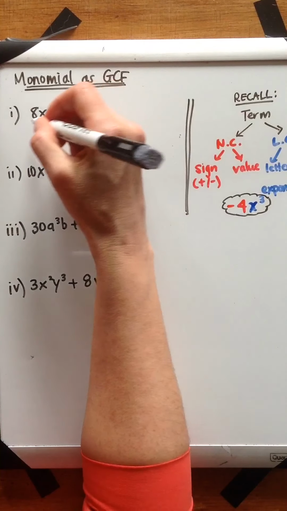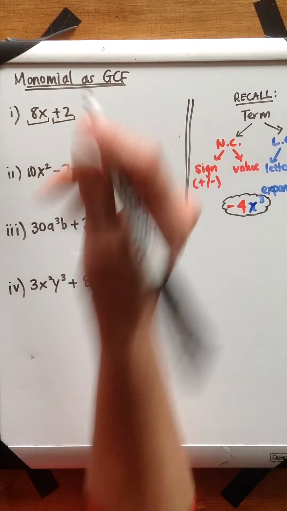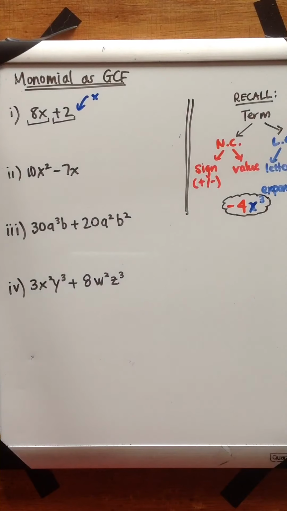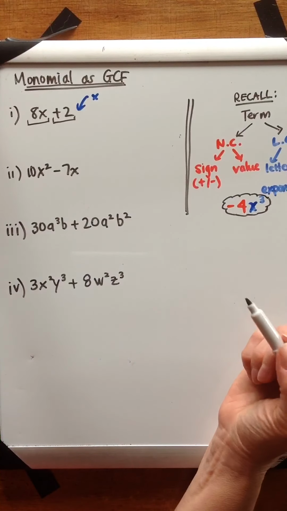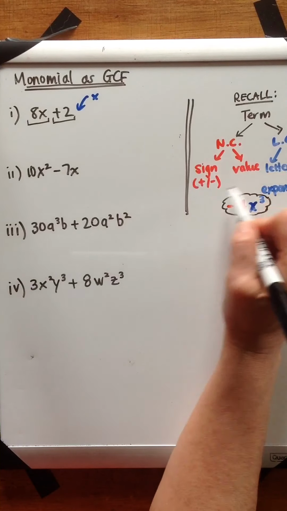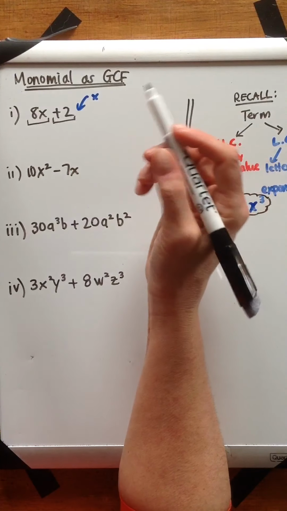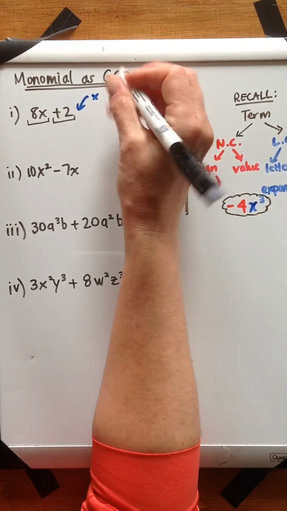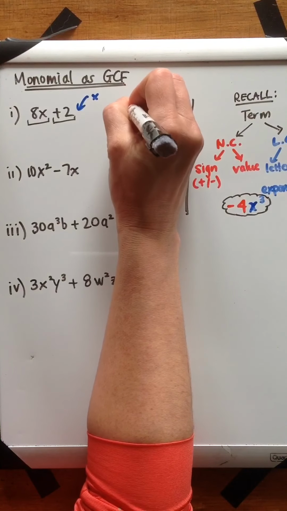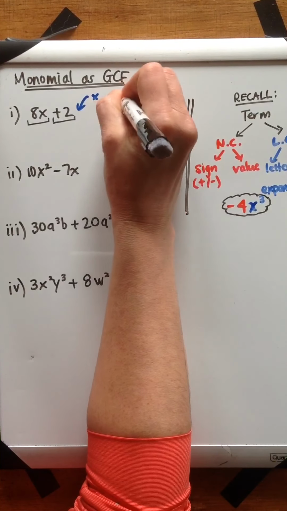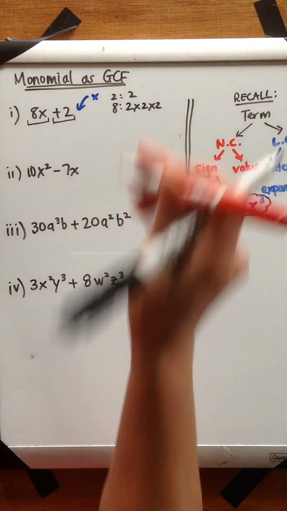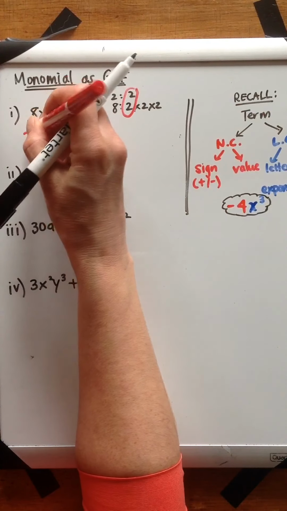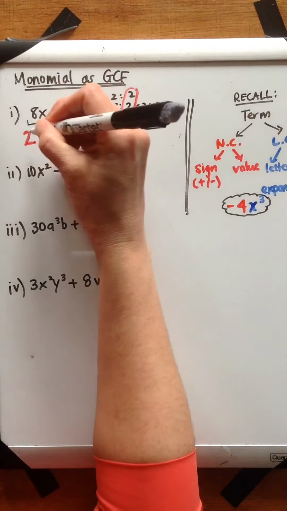So when I look at the terms 8x and positive 2, I notice right away that positive 2 does not have a literal coefficient. It's just a constant. So what I want to do is pull out the greatest common factor that is numerical to both of these terms. What's the biggest value that can divide into both 2 and 8? Well, 2 is a prime number, and 8 can be broken down into 2 times 2 times 2. So the greatest common factor between these two is simply the value 2. So I'm going to put the 2 out front here to identify it as the greatest common factor.